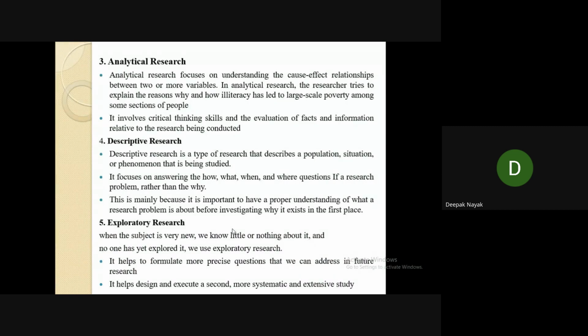Then the other kind of research is descriptive research. Descriptive research is a kind of research that tries to explain or describe the real time occurrence or real status or situation underlying a population or a phenomenon.